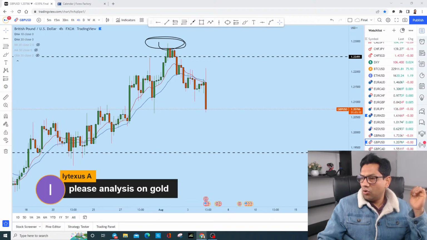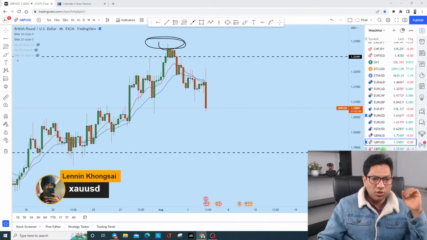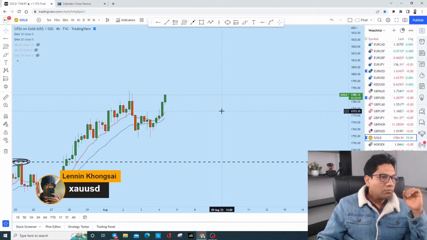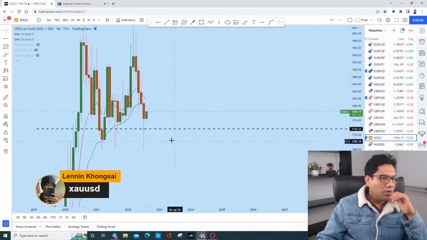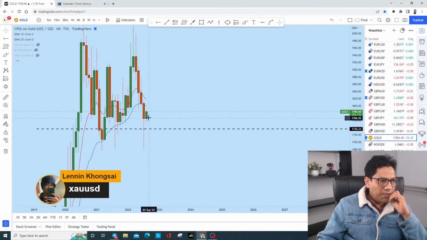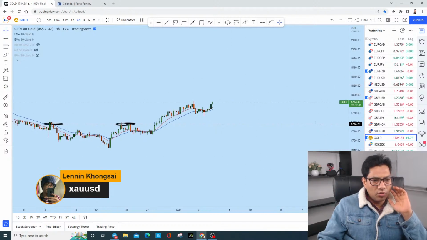Please analyze gold. You look at it. Gold, please. Okay, so quite a few requests on gold. Let's look at gold now. Let me see the monthly first. After this candle close, monthly price action is going up now. But let's forget about the monthly first and look at the 4 hour on gold.